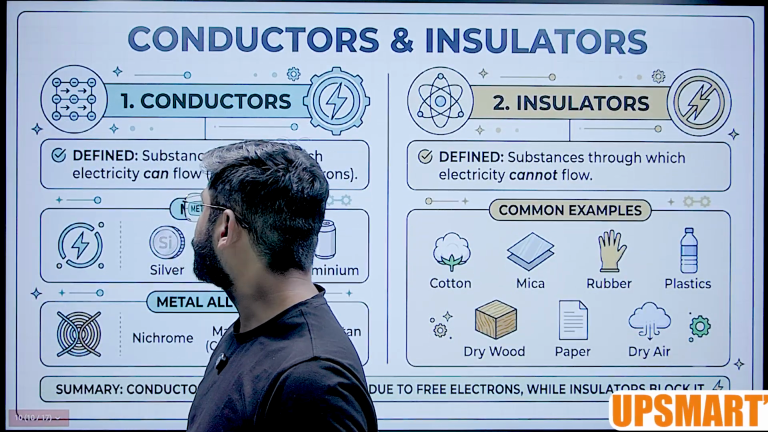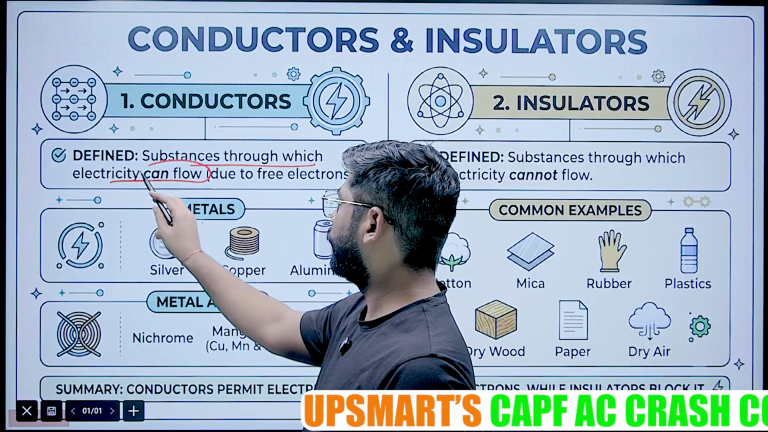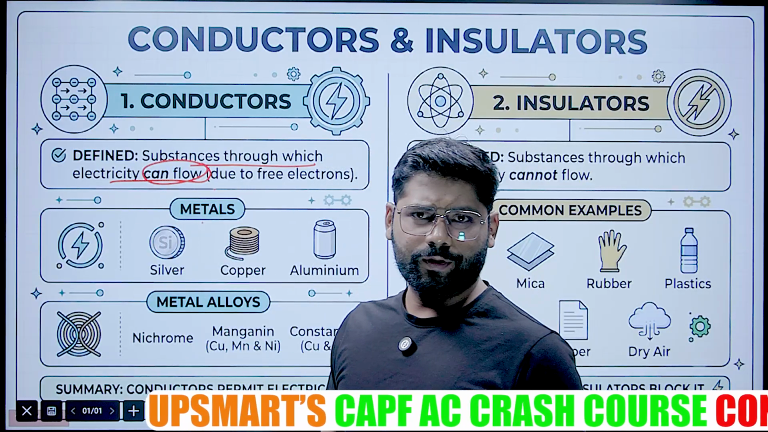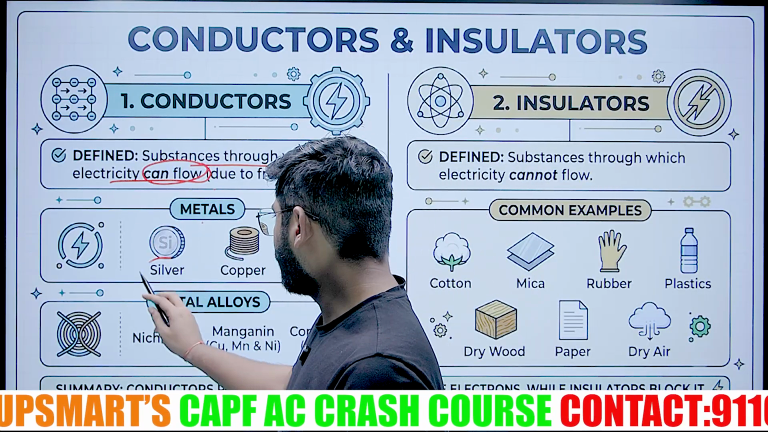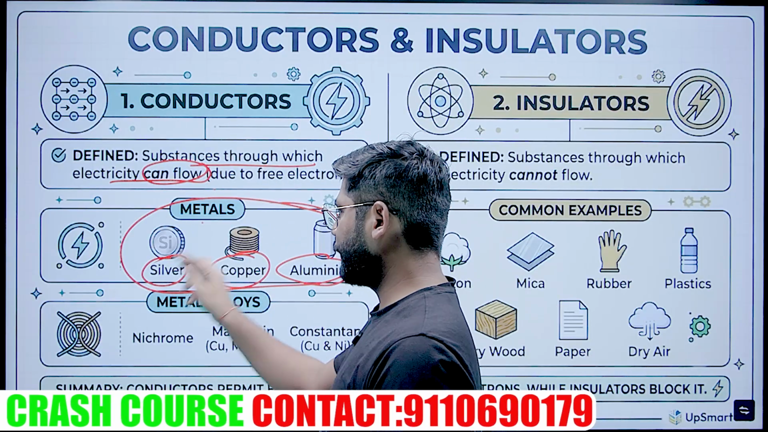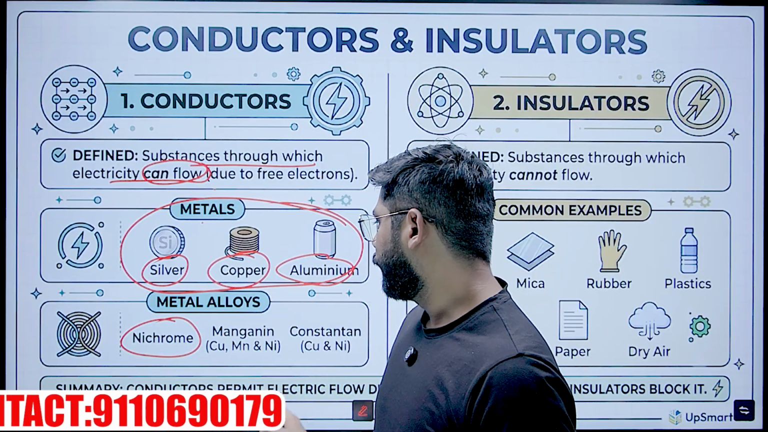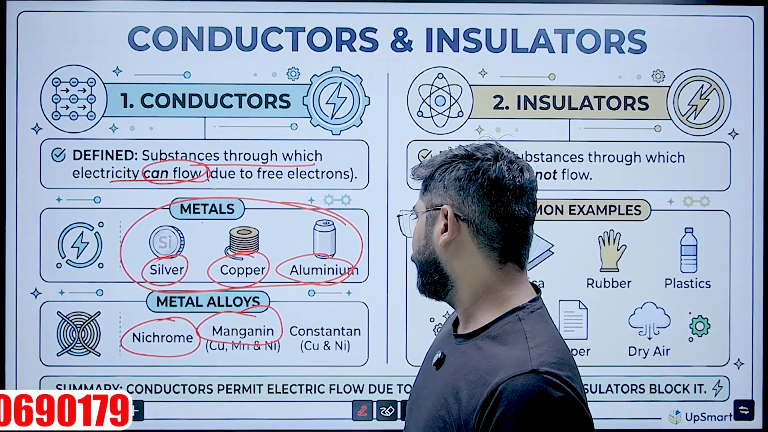Next is conductors and insulators. What are conductors? They are substances through which electricity can flow. So silver, copper, aluminum, all these metal surfaces are conductors.